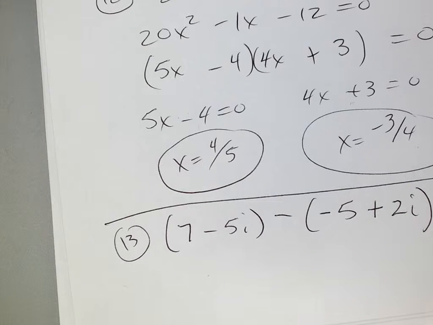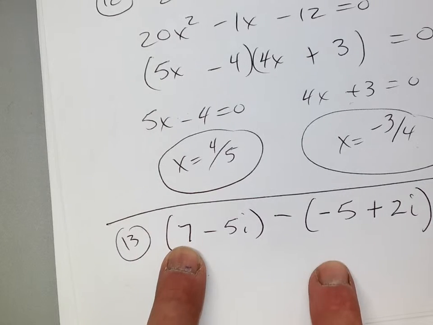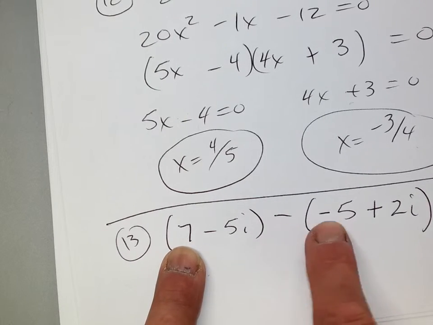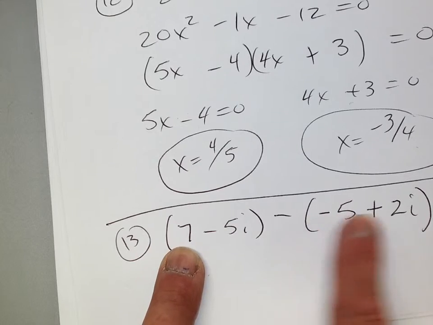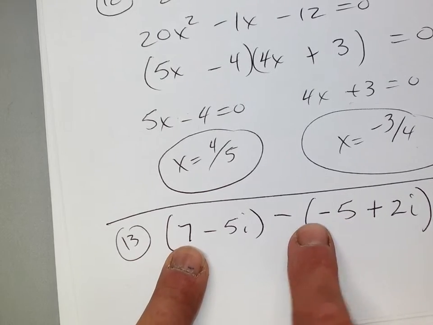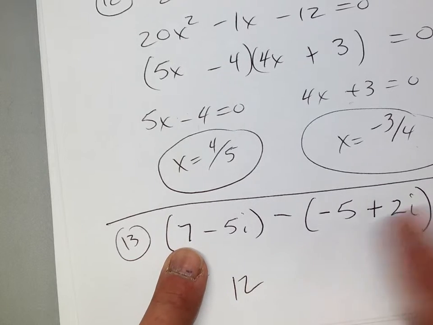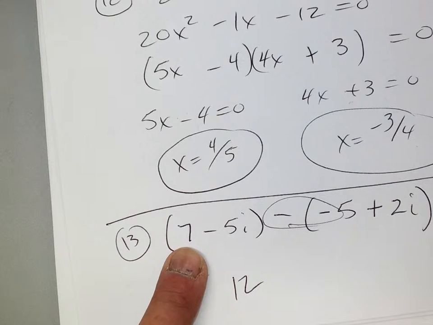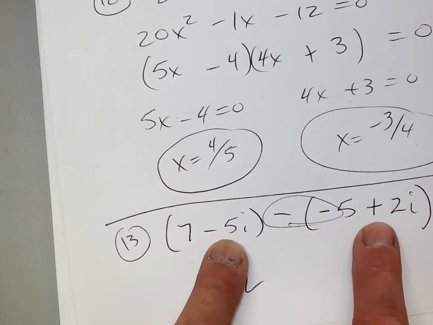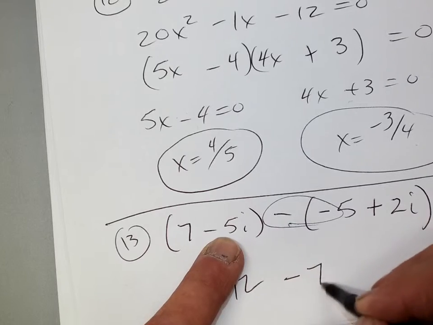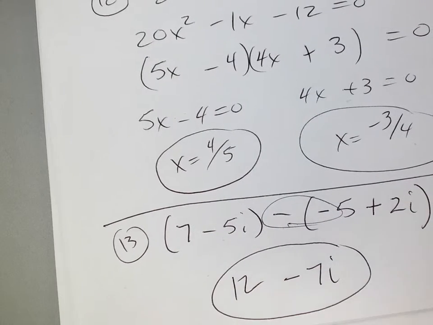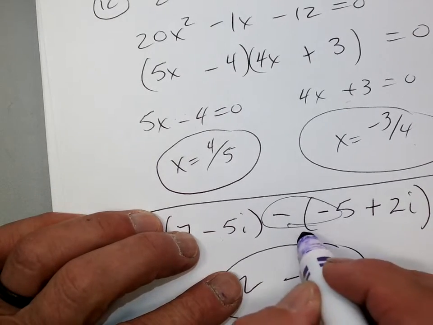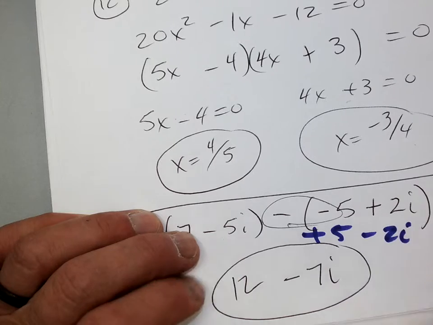Get ready. That is i. Okay, you ready? 7. Watch. 7 minus a negative. What happens when you subtract a negative? So I get 7 plus 5 is 12. See the double negative? Plus. And then negative 5i minus 2i, negative 7i. Now, if that confuses you, watch. Bring the negative through and make it a positive 5 and a negative 2i, okay?